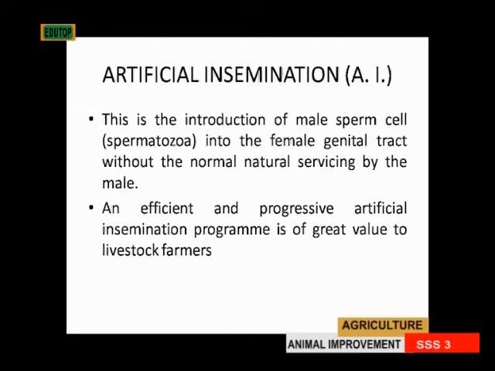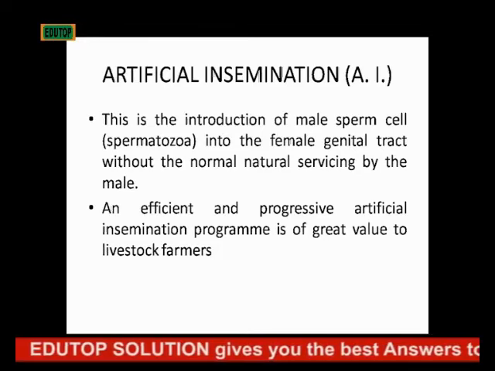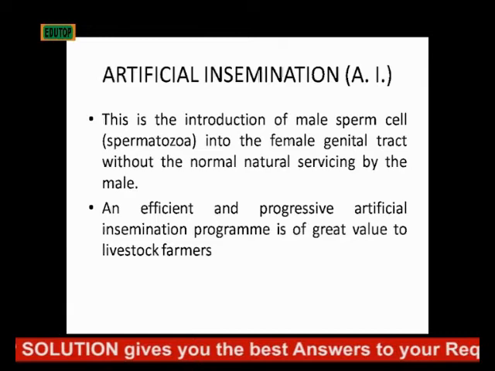Still talking about breeding, we want to talk about artificial insemination. Artificial insemination is the introduction of the male sperm, that's the spermatozoa, into the female genital tract without the normal natural servicing by the male. So from the word artificial insemination, it tells us that it is not the normal mating method, but an artificial way of introducing the sperm cell into the female genital tract. That's what artificial insemination is all about.